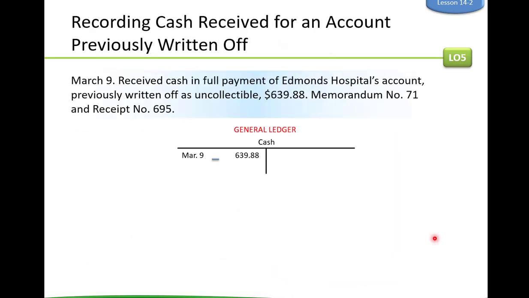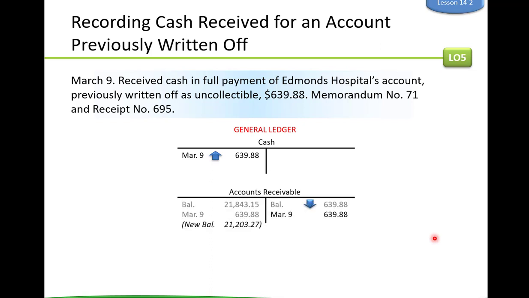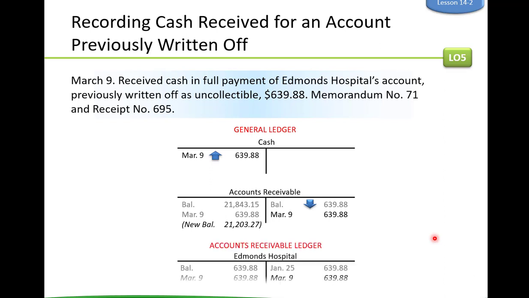So again, we're going back and we're going to see how this looks. Recording the cash. So we need to record the cash now. This is where the receipt's going to come into play. So the accounts receivable and cash are the opposite accounts. So the accounts receivable is going to go down. The cash is going to go up.